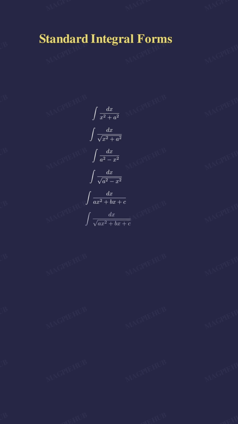Each involves expressions with x squared plus a squared, a squared minus x squared, or quadratic expressions ax squared plus bx plus c. Let us go through each one systematically.